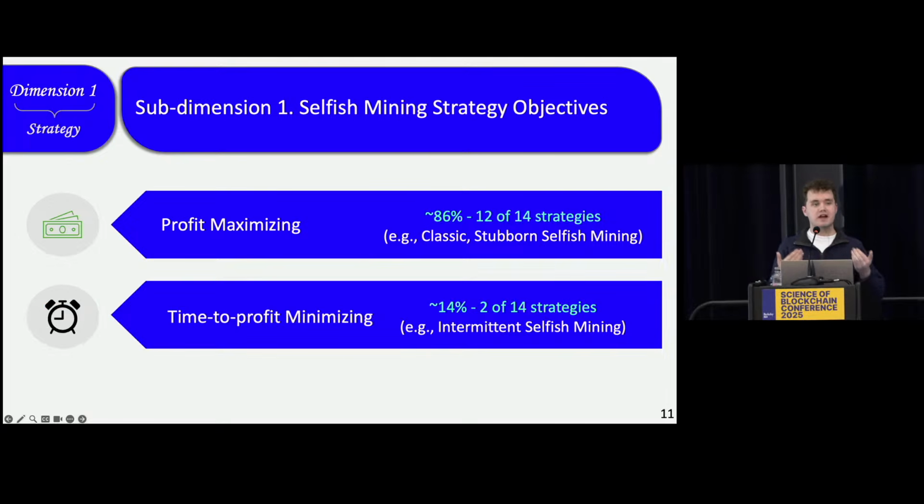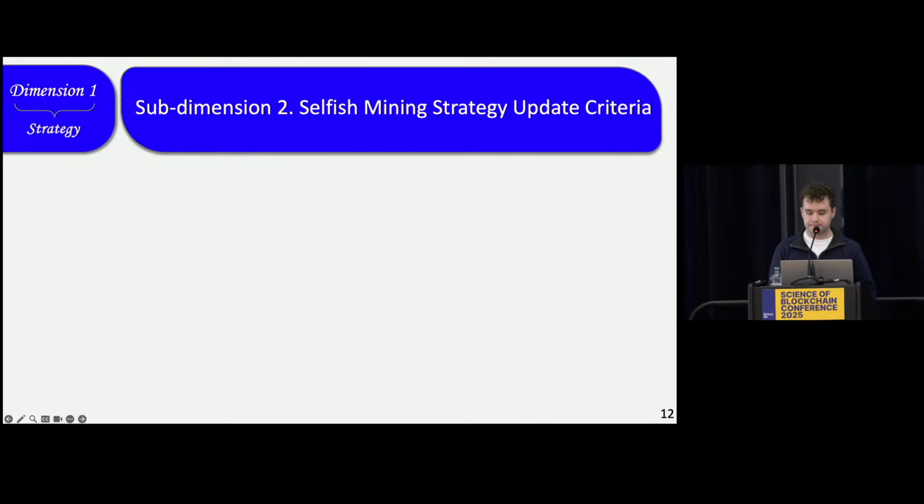So compared to the profit-maximizing strategies, which often take in the order of tens of weeks to become profitable, another class of strategies have focused on reducing this time, showing profitability in just 2 weeks. We call this class time to profit minimizing, as they focus their objective on minimizing the time to profitability.